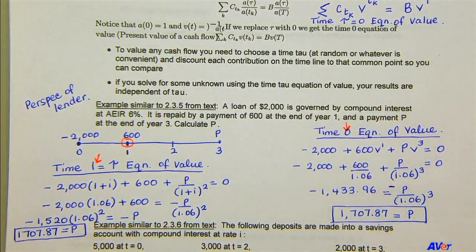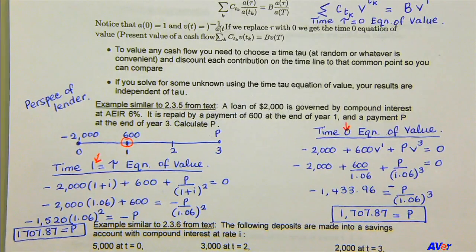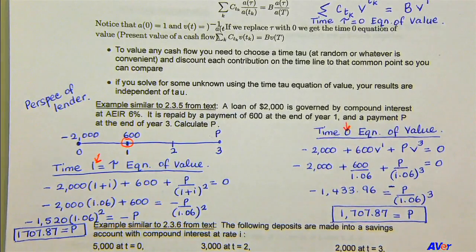Could you have picked tau to be 3? Yeah. Okay, so anything works. Any tau would work. Any tau at all. Even tau equals 5 would work, even though everything is over by time 3. Okay? So this is crucial later as things get crazier.